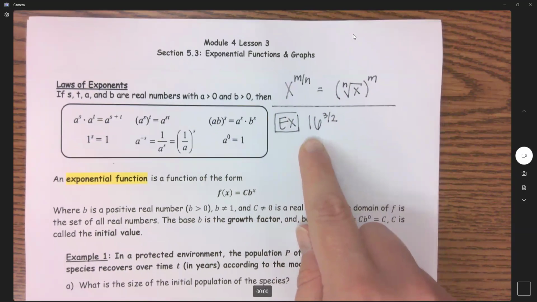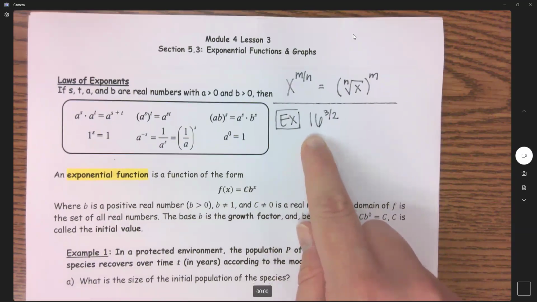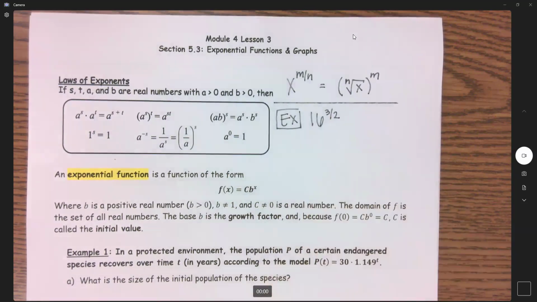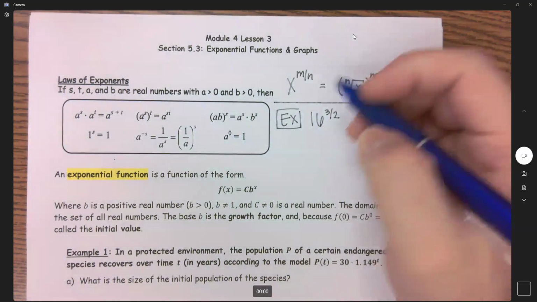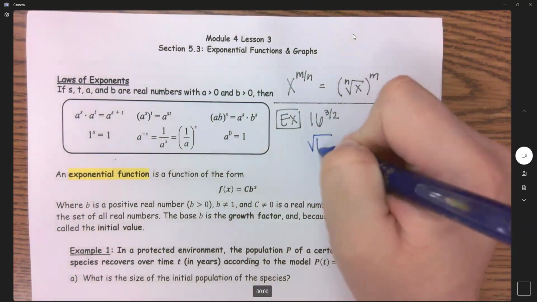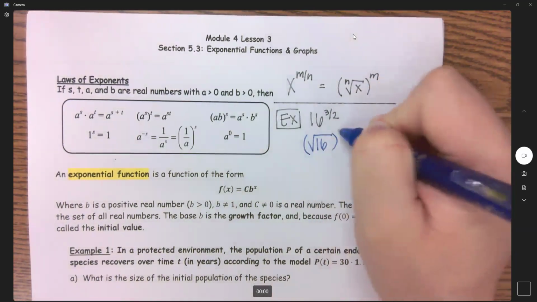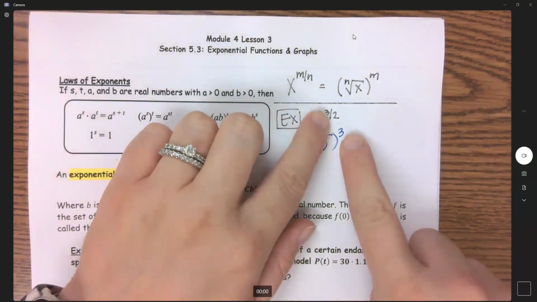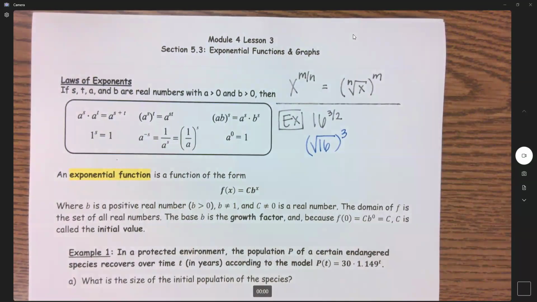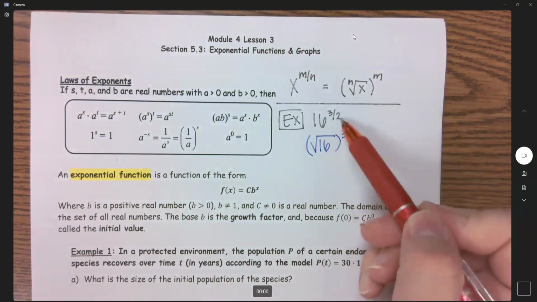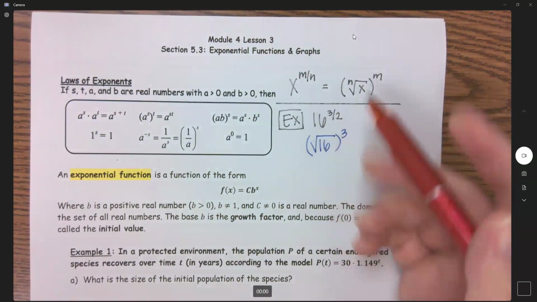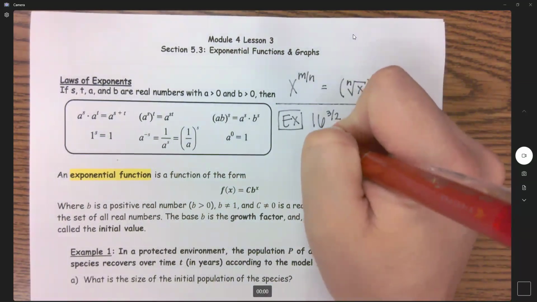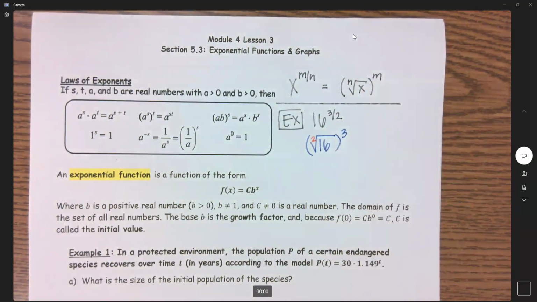So for example, if I had something like 16 to the 3/2 power, we could rewrite that as the square root of 16 cubed. So that 3 stays over here as the exponent. And then that 2 came around and became that index. If I don't see an index here, that's the same as a 2, since it's the square root.